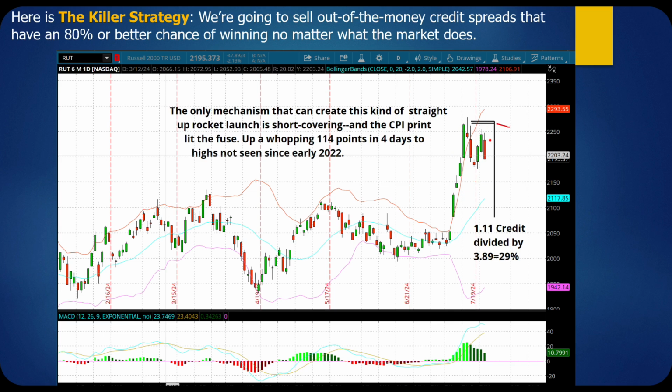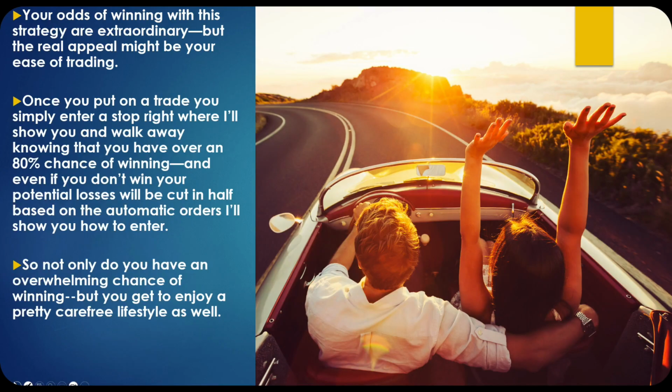We sold this call spread. We were anticipating a reversal. This turned around. We bought this call, creating a spread, a $5 spread there. We got a 1.11 credit, and 1.11 minus $5 is 3.89. That gave us a really nice 29% return.